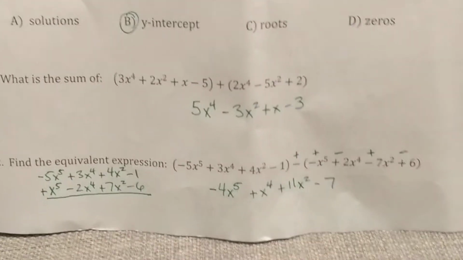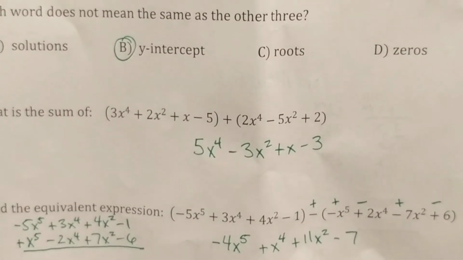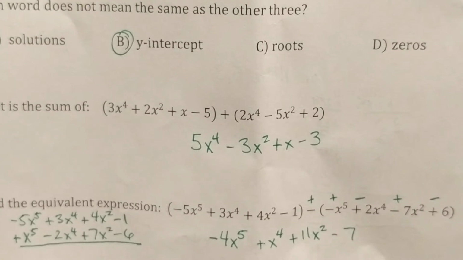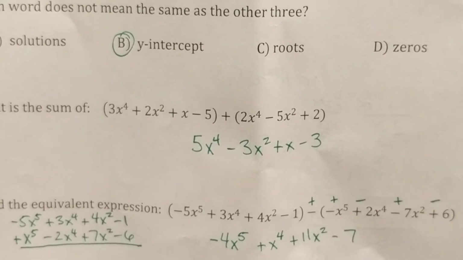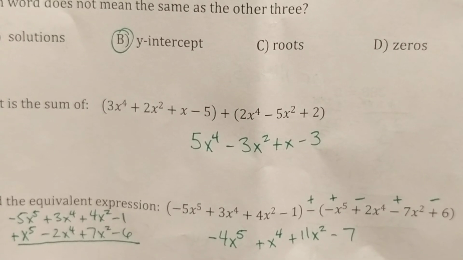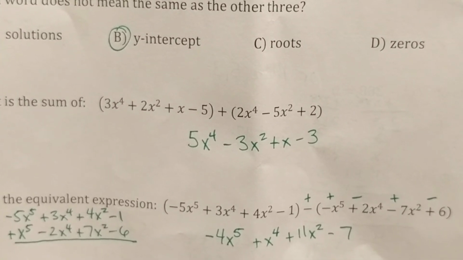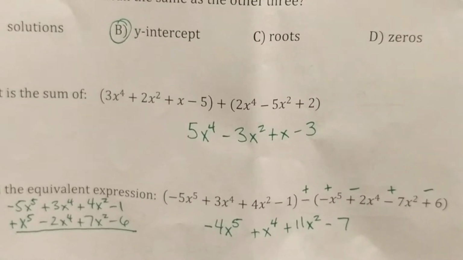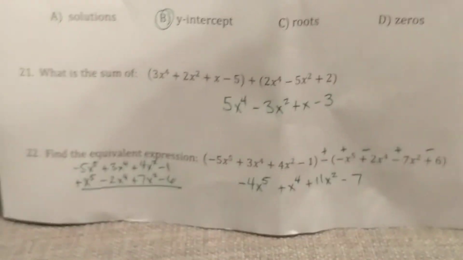21, they just want you to add like terms here. 3x to the 4th plus 2x to the 4th gives you 5x to the 4th. 2x squared minus 5x squared would be negative 3x squared. Bring down your x. Negative 5 plus 2 will be negative 3. You just combine like terms.